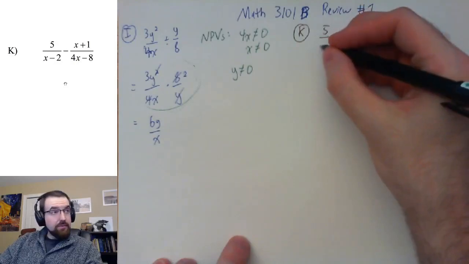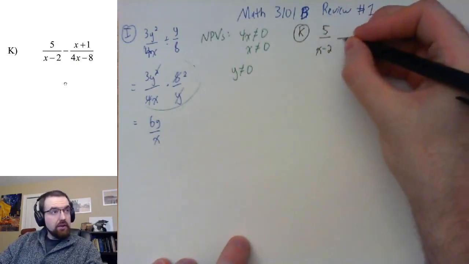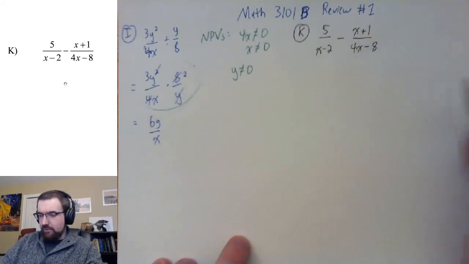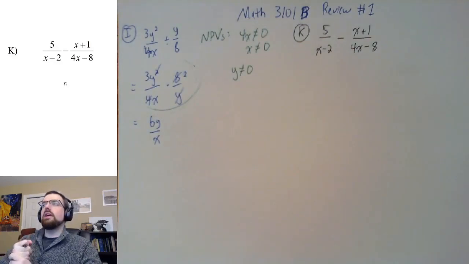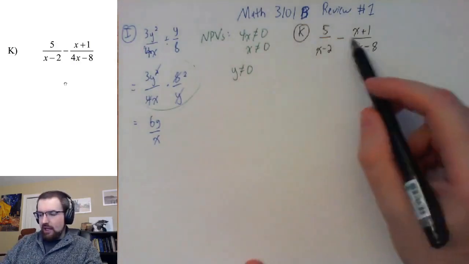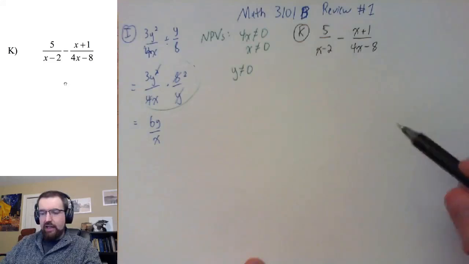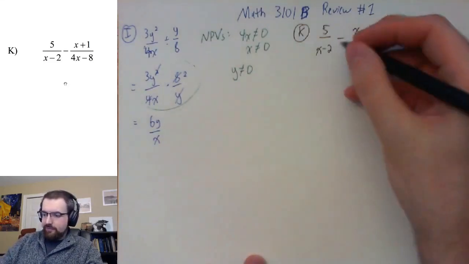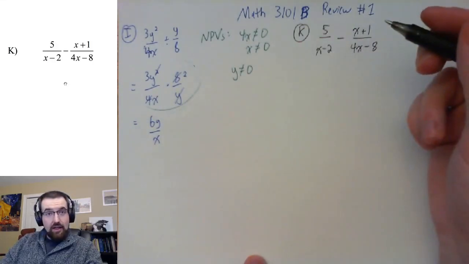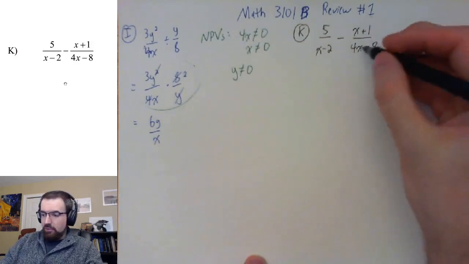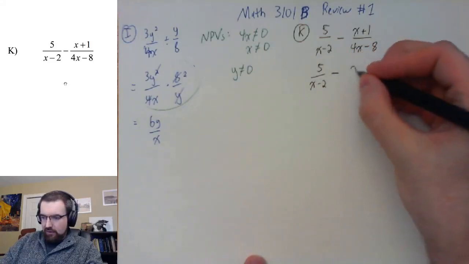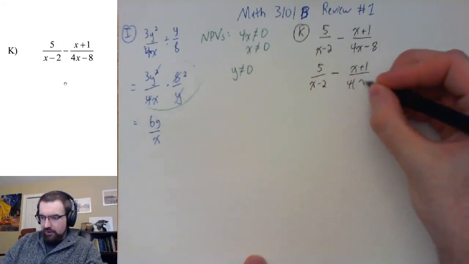5 over x minus 2, subtract x plus 1 over 4x minus 8. Okay, so again, this one is still a subtract, so we can't go ahead and start canceling across like we could in H. So I am going to simplify these down as much as I can. Unfortunately, we don't have any of the fancy situations like we did before, but I can factor something out of this one. So we have 5 over x minus 2, subtract x plus 1 over 4 outside of x minus 2.